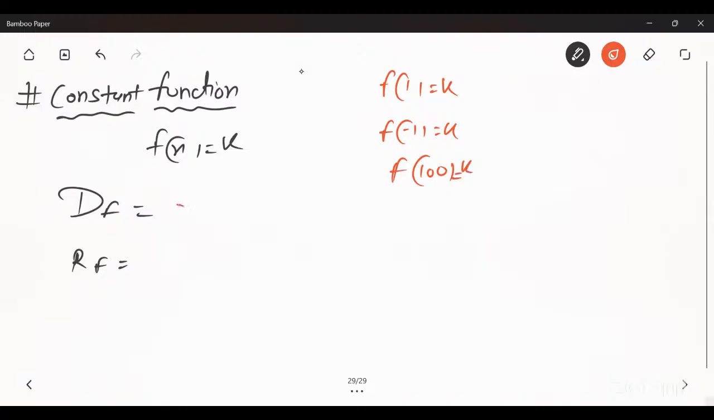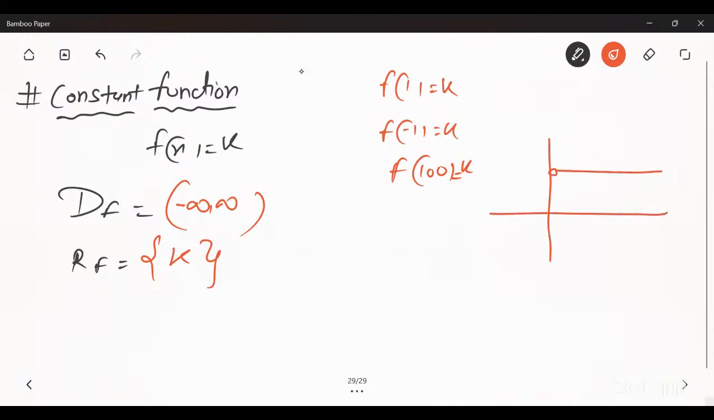Okay, so the domain is from -infinity to infinity, and the range is any number, let it be k, and the graph of that function is like that. That is known as your constant function.